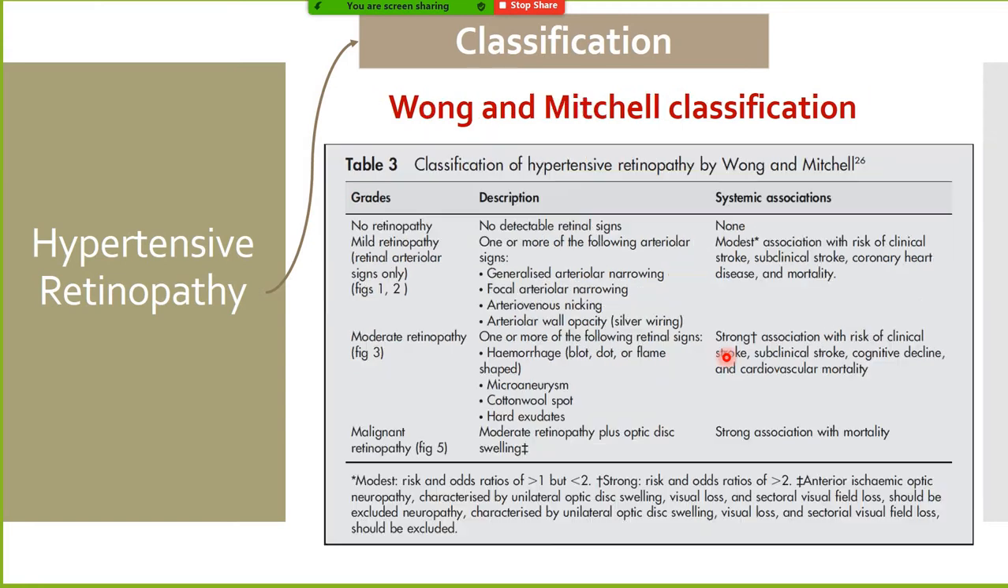Again, there is one classification which has 3 major things. One is no retinopathy, where there is no detection of any signs. One is mild retinopathy, where you get generalized arterial narrowing, arteriovenous nicking, and silver wiring, etc. When it comes to moderate, you will be able to see cottonwool spots, hard exudates and hemorrhages, along with what you see in mild retinopathy. When it comes to malignant, again it is moderate retinopathy plus optic disc swelling. You will be able to see a papillary edema.